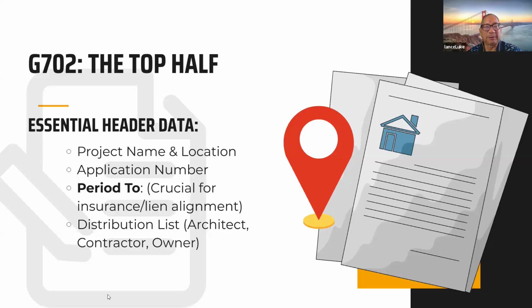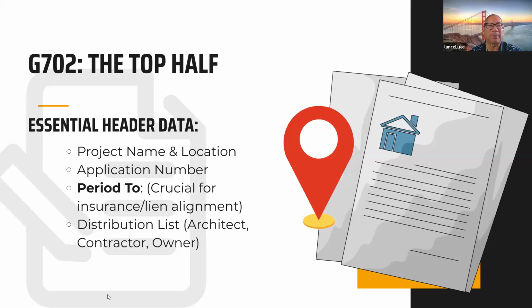Now, it's pretty normal, industry standard for the pay applications to be monthly. But sometimes, depending on how the contract reads, the contractor may bill twice a month, or he may bill every 2 months. So it all depends.